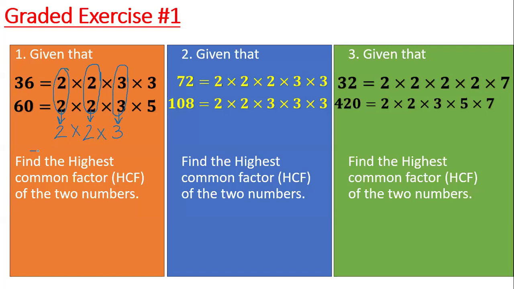We can start to multiply it. So 2 times 2 is 4. And 4 times 3 is 12. Did anyone else get 12 for the HCF? Me. I get 12. I got it.